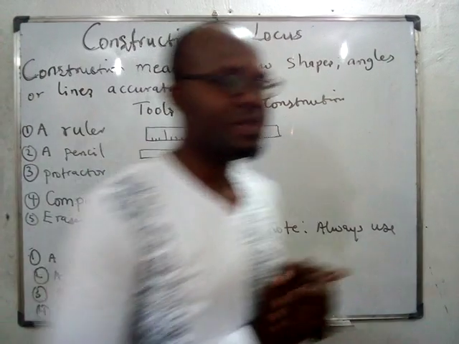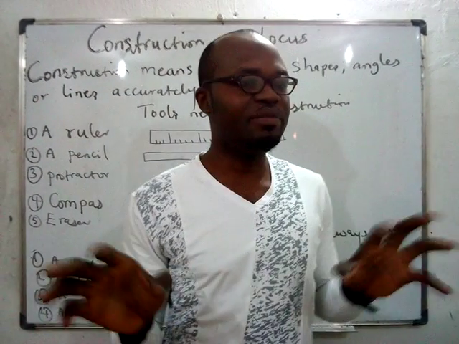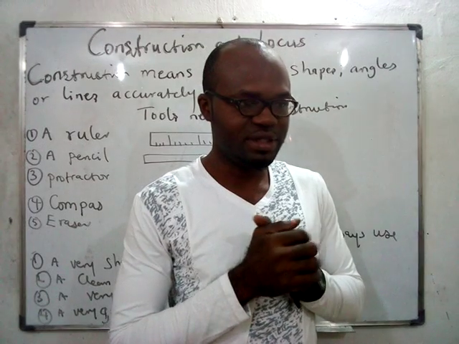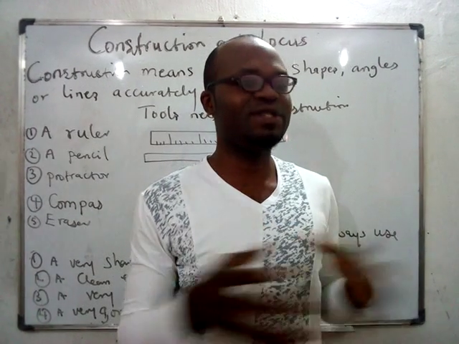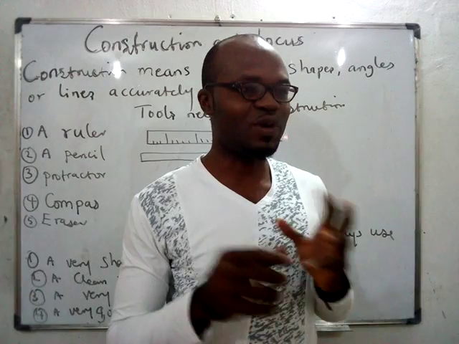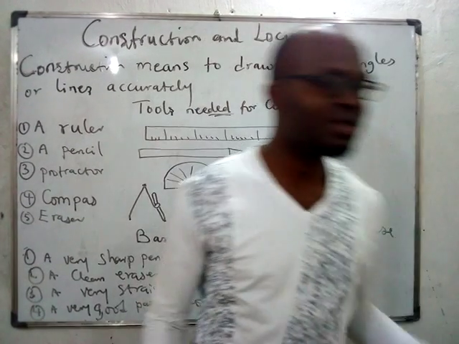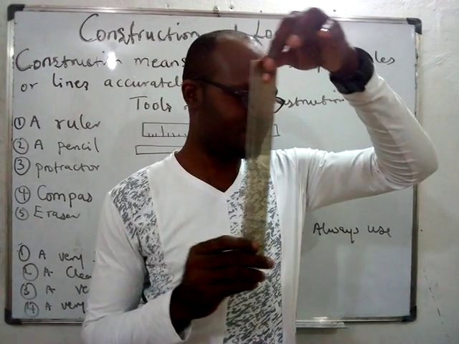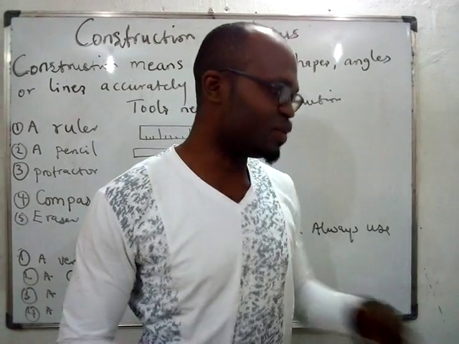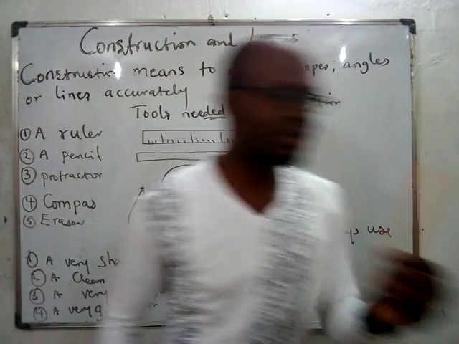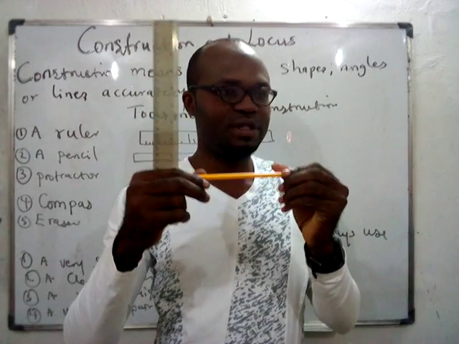Is that clear? When you want to do construction, there are some basic tools that you need. Those are the things you use in doing the construction. Example is what we call a ruler. This is a ruler. Another good example is what we call pencil. This is a pencil, isn't it?